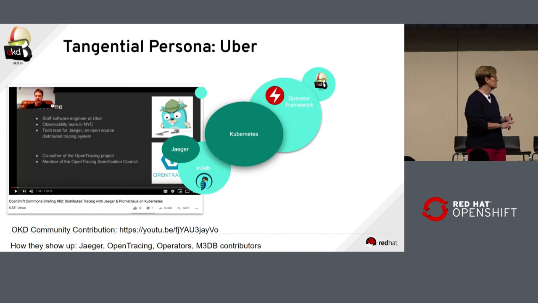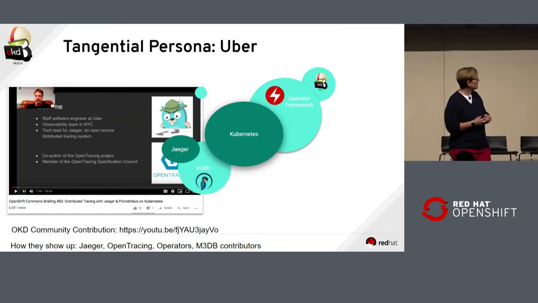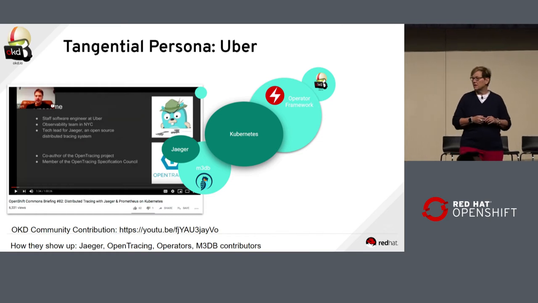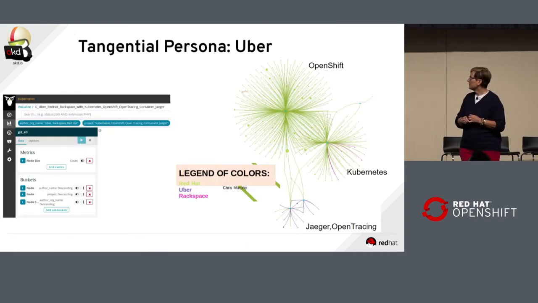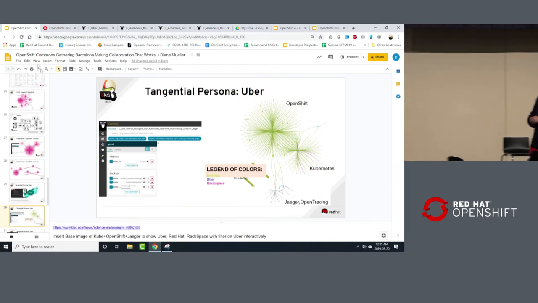Surprisingly, Uber's doing a lot of work in operators in M3DB, their mega database that they've been working on. Then they'd also done, I think, a little bit of work a long time ago in OpenStack, but that didn't show up in the history yet. So we have a live demo that I can show you with this data.